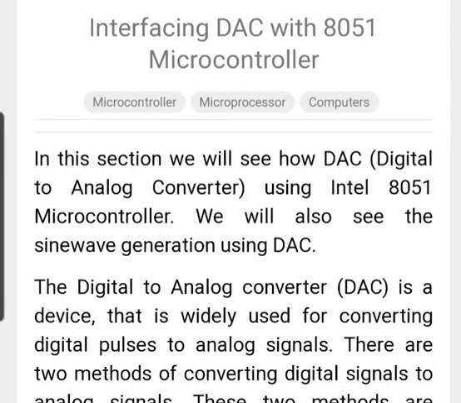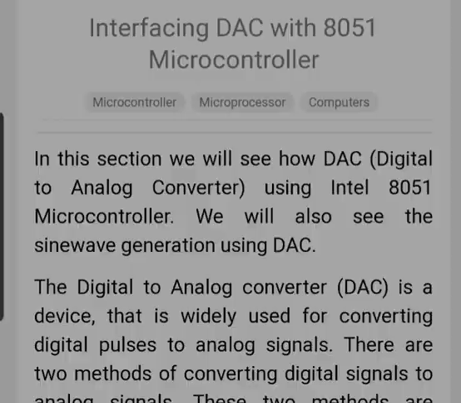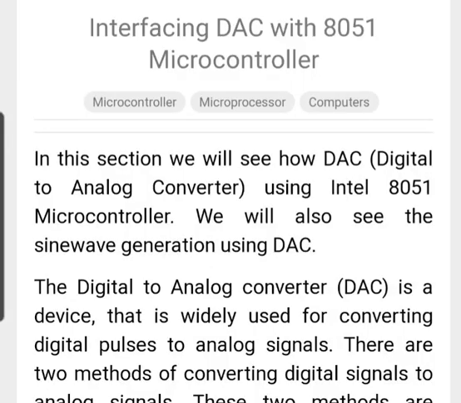Good afternoon. So this is the program for interfacing of DAC with 8051. DAC means what? Digital to analog converter. So digital to analog converter using Intel 8051 microcontroller, and we will see the sine wave generation using the DAC.